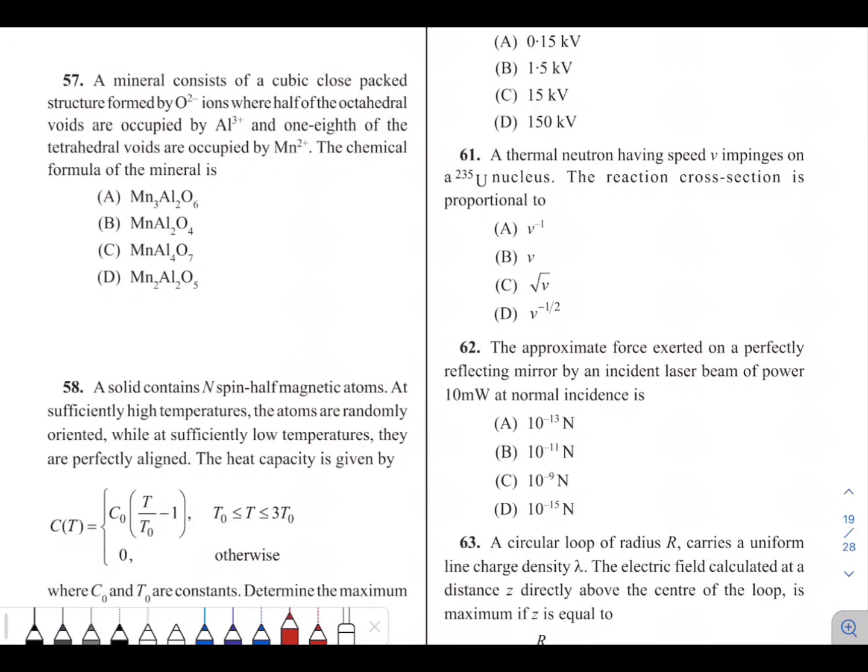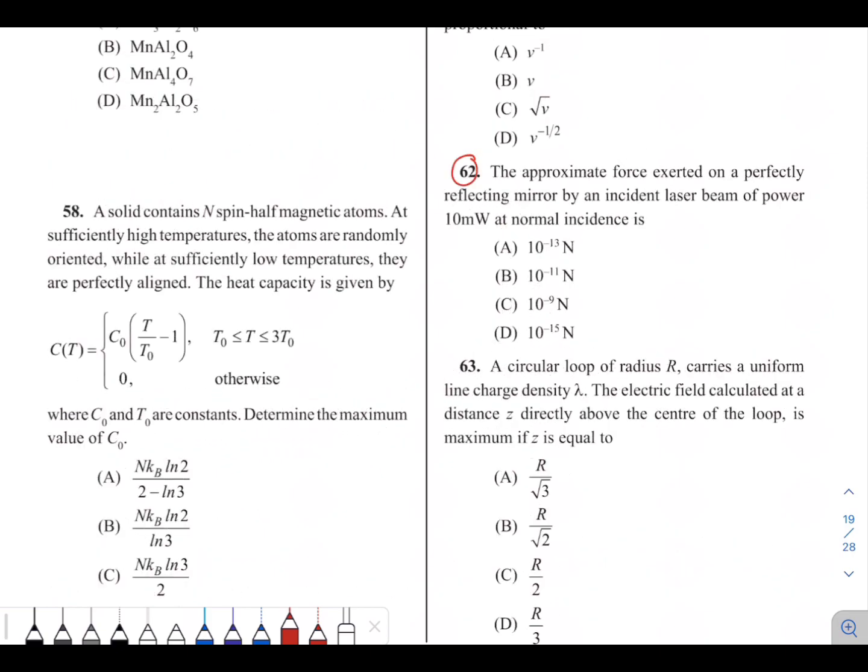We start with problem number 61. A thermal neutron having speed v impinges on a uranium nucleus. The reaction cross section is proportional to what? We know the absorption cross section of a thermal neutron is inversely proportional to its velocity. So option A is the correct answer.